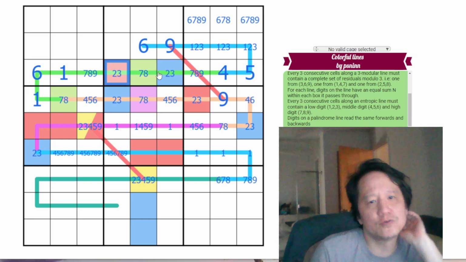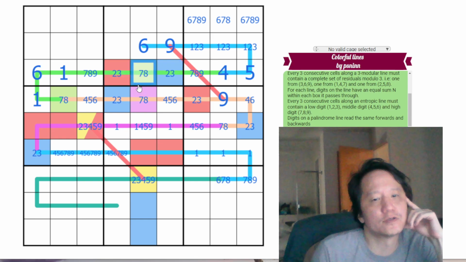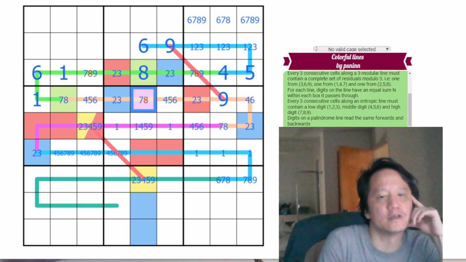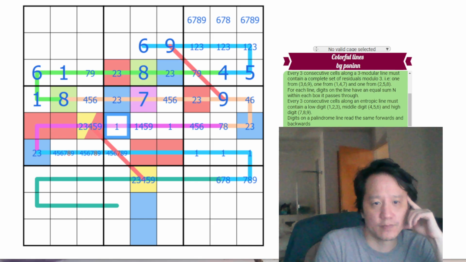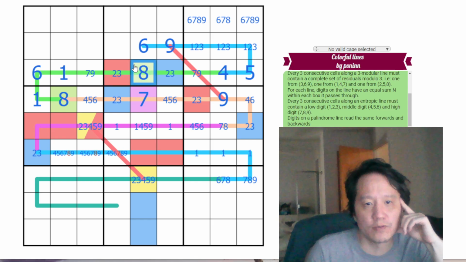This sees both 2 and 3. So this has to be 8. So we know this is 8, this is 7, this is 8. Because this sees both 2 and 3. Okay, so we can get rid of the green.